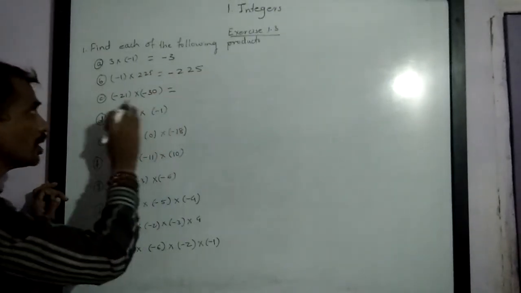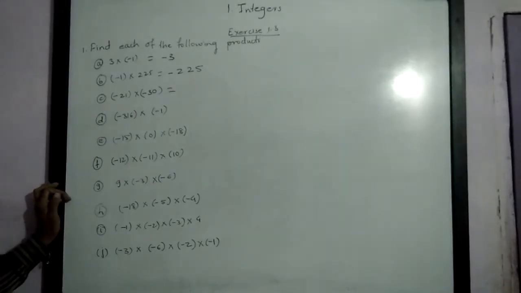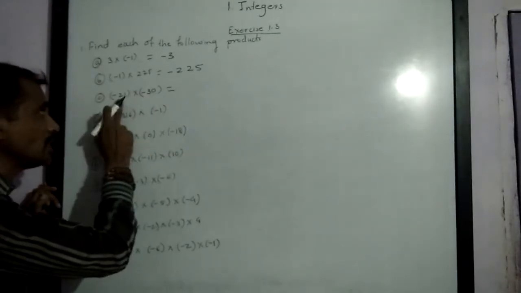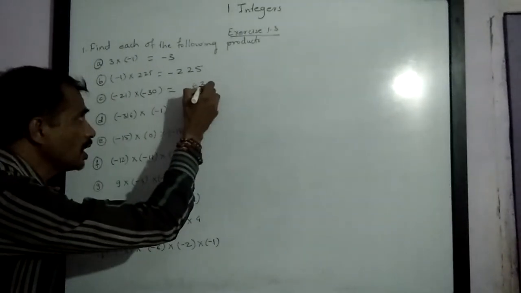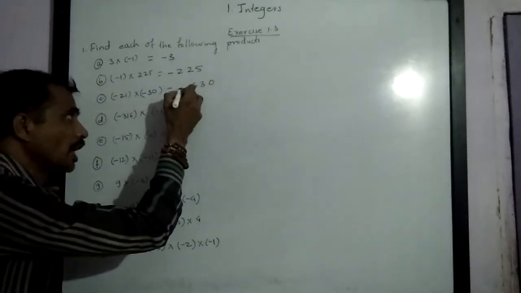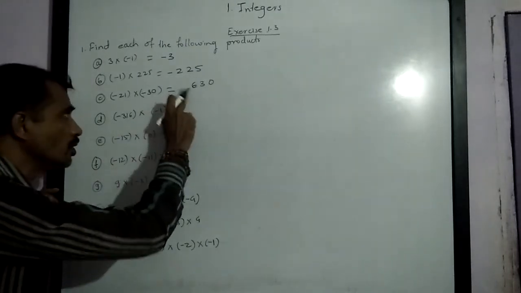Next is 21 into 3. 21 3s are 63, or you can say 3 1s are 3, 3 2s are 6. So you will get 63, and negative into negative is positive. You can write plus sign if you want to. Even if you don't write, it is considered as positive.